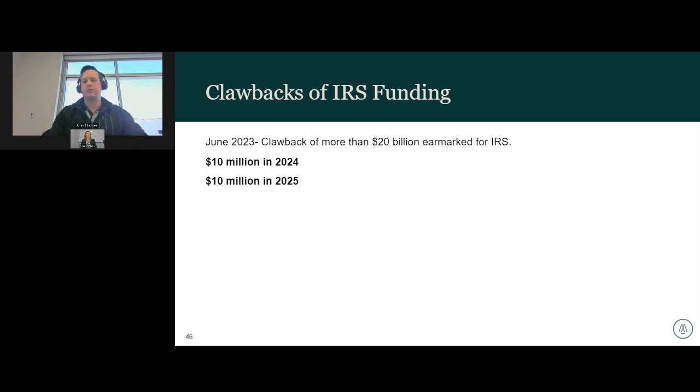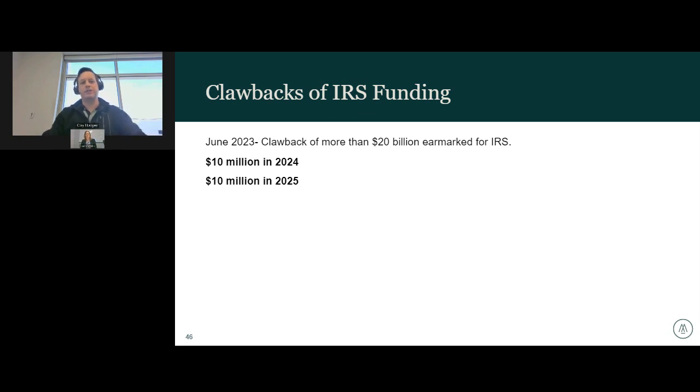Basically, at the end of this week, there's potential for a government shutdown. Part of the negotiations back and forth has been this IRS funding. That's a very politically charged area. And so there is still discussion about maybe even clawing back more.